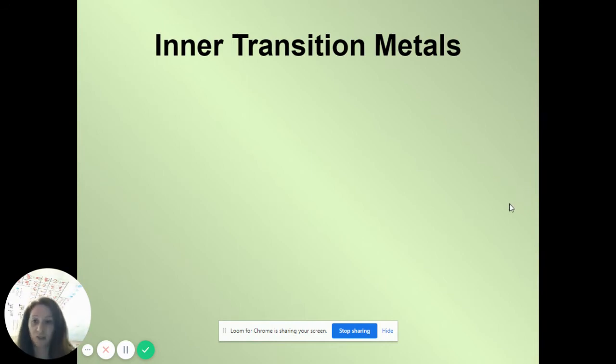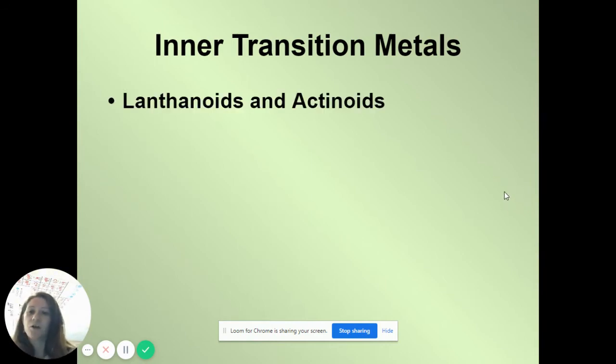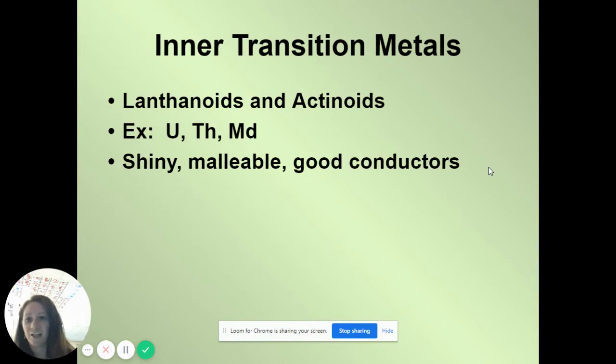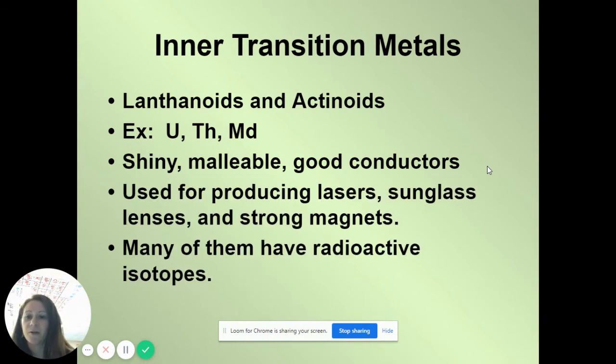Now there are the inner transition metals, which are also called the lanthanoids and actinoids. And these include things like uranium, thorium, mendelevium, einsteinium. They are shiny, malleable, and good conductors, just like all the other metals. A lot of them have radioactive isotopes, and so sometimes they're used in nuclear reactions. Sometimes they're used as lasers or sunglass lenses or strong magnets. If you have a really strong magnet, it's likely that it's made out of neodymium, which is Nd, one of the inner transition metals.